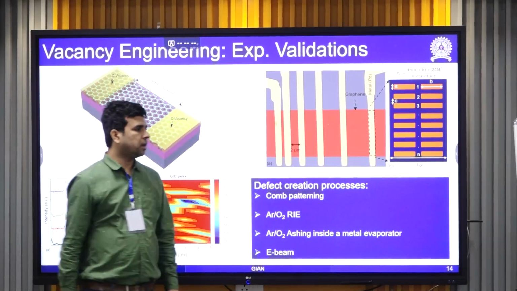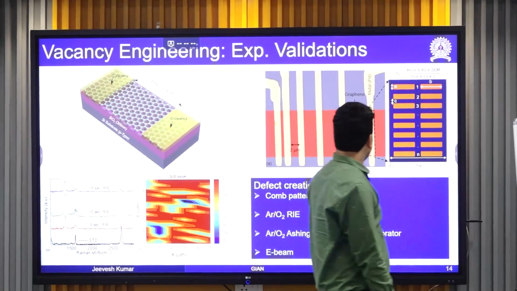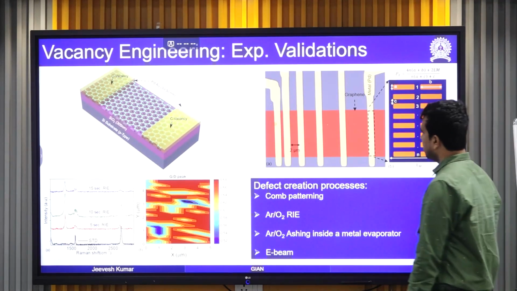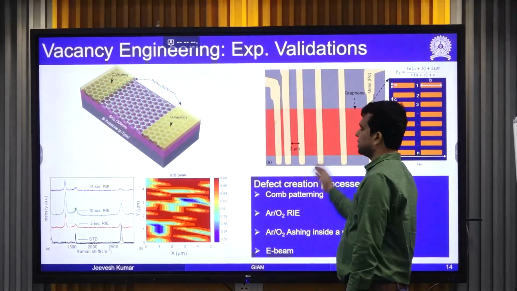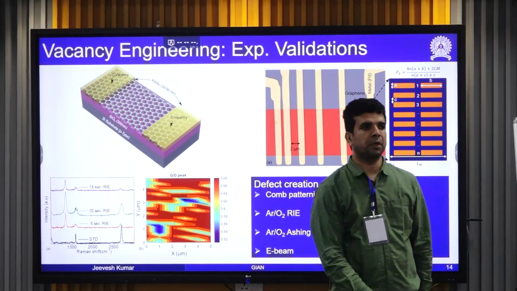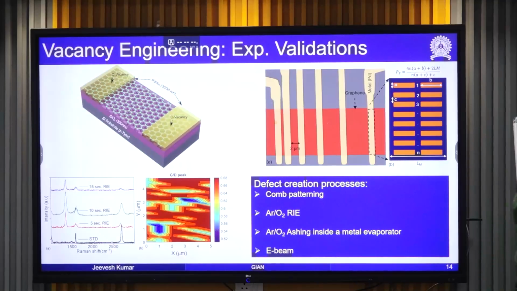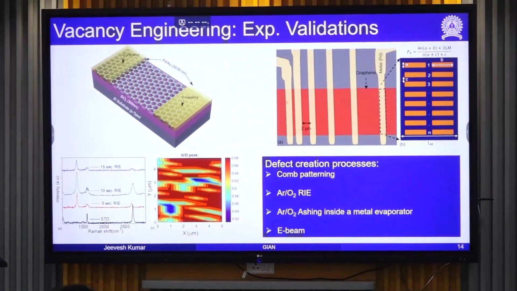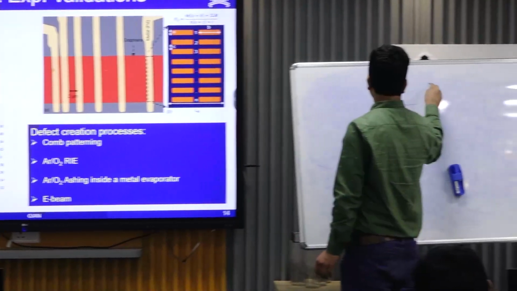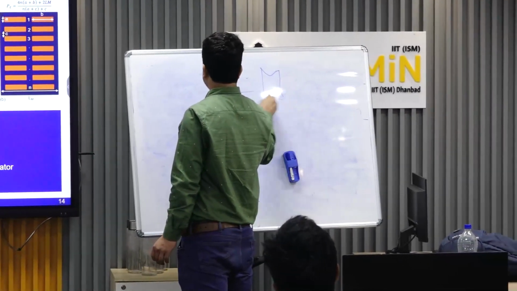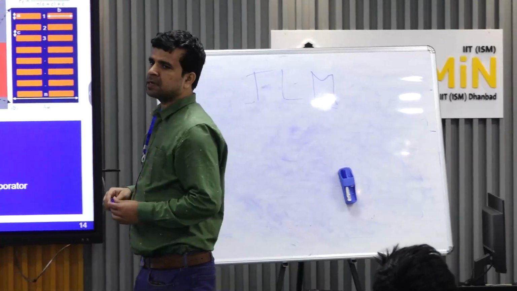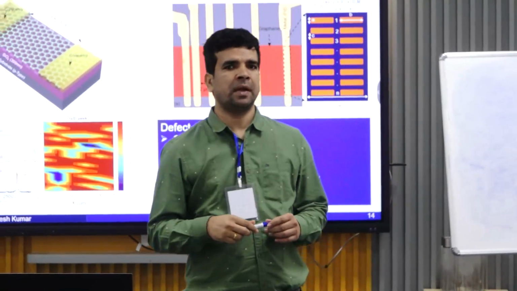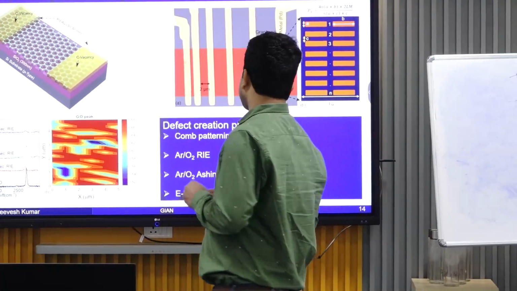So basically, yesterday I was showing you this structure. This kind of structure is known as a TLM structure. Some people say transfer length measurement, some people say transfer line measurement. The actual name is transfer length. What is this TLM structure?